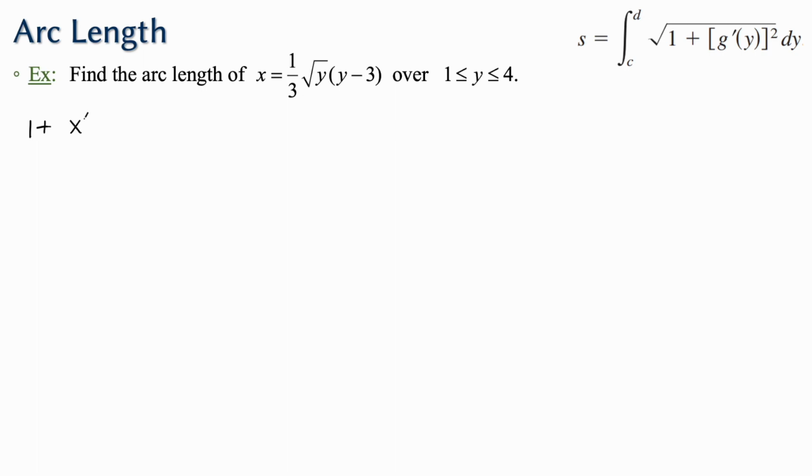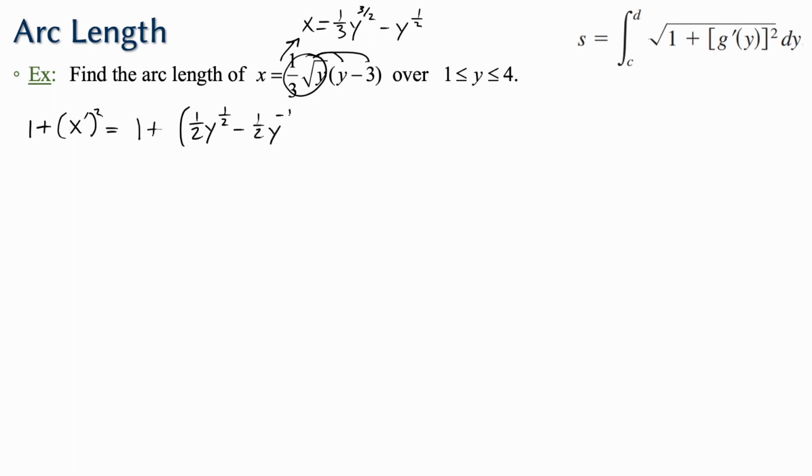Okay, so in this case, it's x prime, if you will, because we have x equals. So the derivative is, and by the way, when I work with this one, it might help to go ahead and distribute this. So I'm going to view this as x equals 1/3 y raised to the 3/2 power minus y to the 1/2 power. Okay, so I'm going to basically take this stuff here and distribute it. It's going to help me, as far as differentiating it, you just use the power rule. So the derivative of the first one is going to be 1/2 y raised to the 1/2 power minus 1/2 y to the negative 1/2 power.